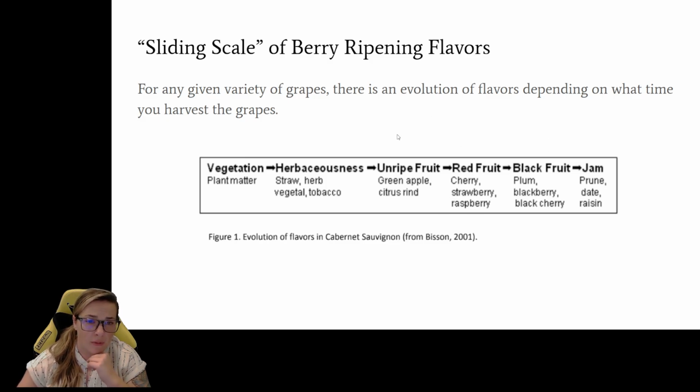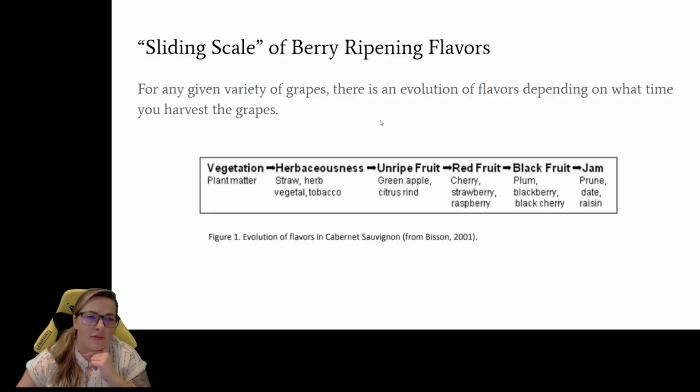If you were to go backwards to say 22 Brix, when you would typically harvest a white wine, you'd get unripe fruit, but it would be green apple, citrus rind. It's going to be tart, there's going to be more acid, but less sugar, and these would be the characteristics you would get from it.